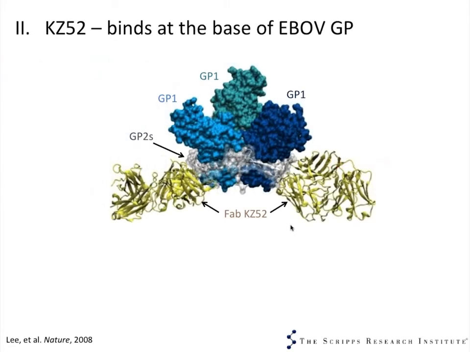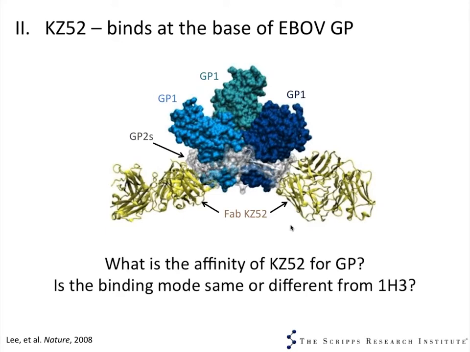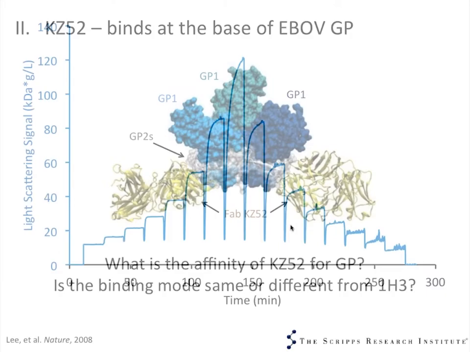The second data set I'd like to show you is that of KZ52, which binds at the base of Ebolavirus GP and cross-links the GP1 and GP2 subunits together. We're wondering if the affinity is similar to 1H3 or if it's different, and is the binding mode similar or different to that glycan cap binding antibody.